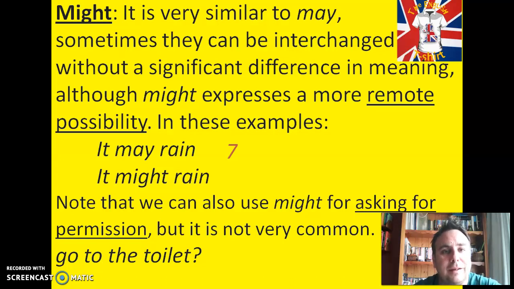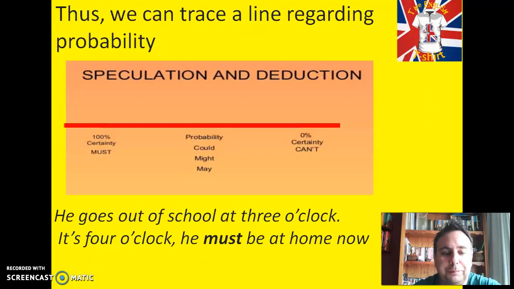Let's say there is a 70% chance of rain. And it might rain. Podría llover. It represents, let's say, a 40% chance of rain. Note that we can also use might for asking for permission, but it is not very common. Might I go to the toilet? It's not very common, actually.